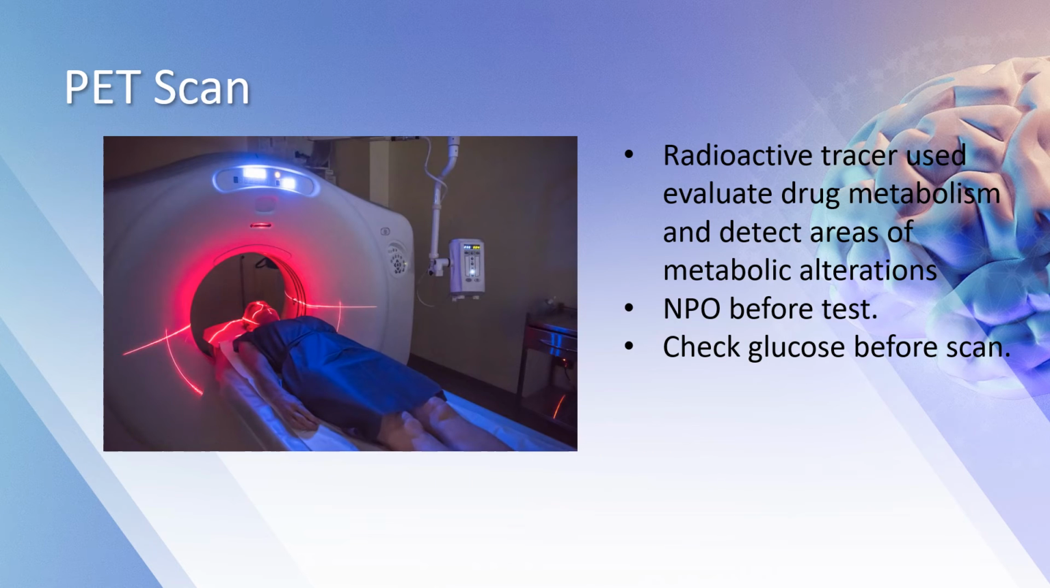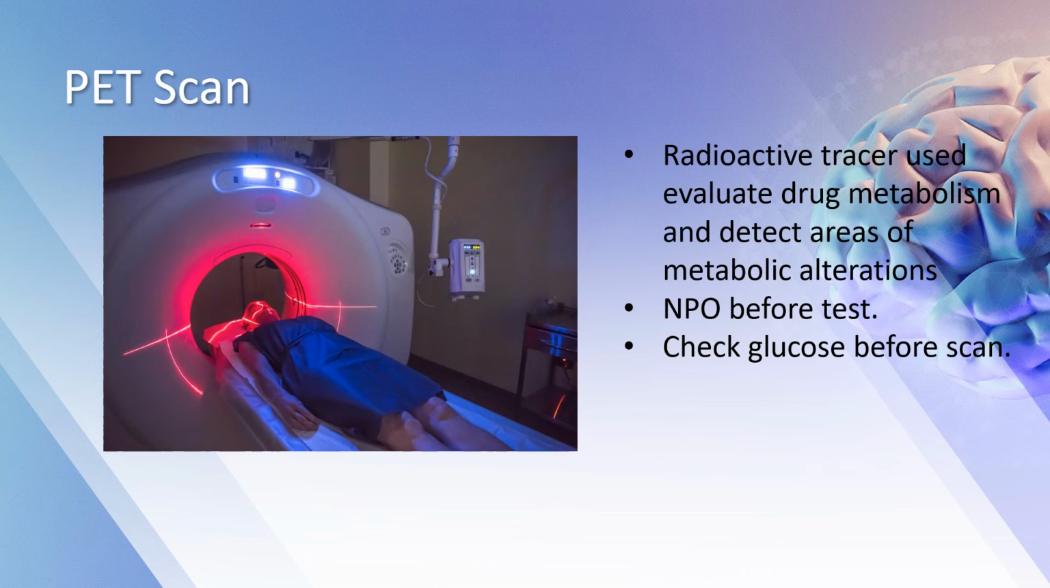The PET scan is a test that uses the CT machine, and they inject a radioactive tracer that is used to evaluate drug metabolism and detect areas of metabolic alteration, such as in dementia, epilepsy, and Alzheimer's. The patient will need to be NPO before the test, and if they're diabetic, then they need to have the test done before they take their diabetic medications.